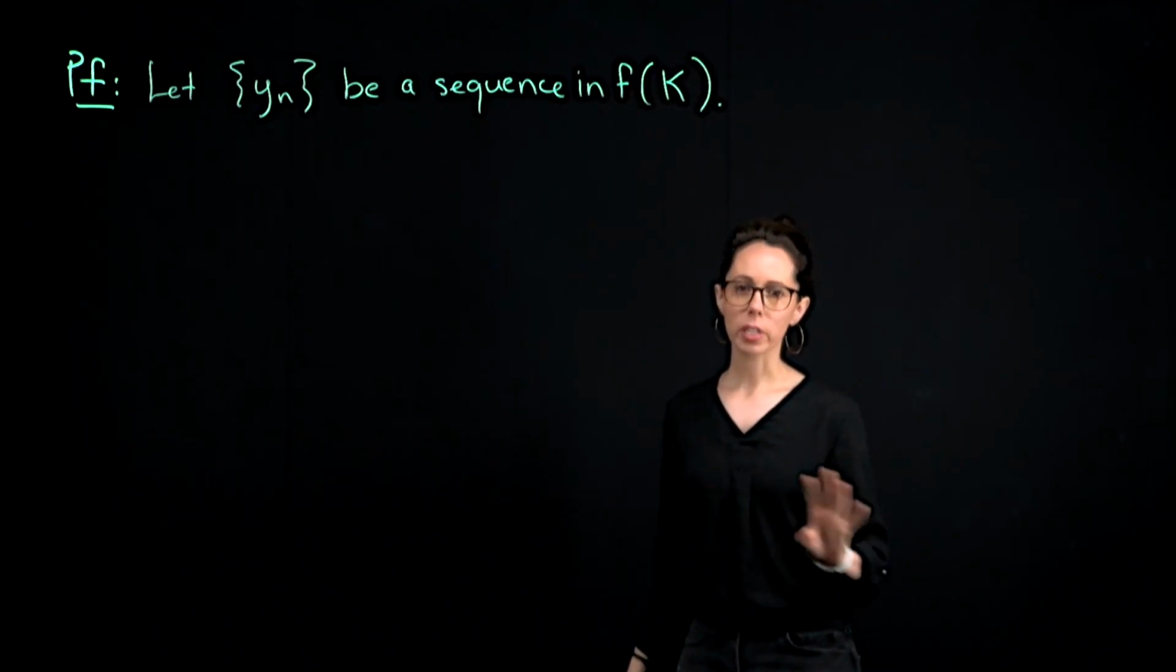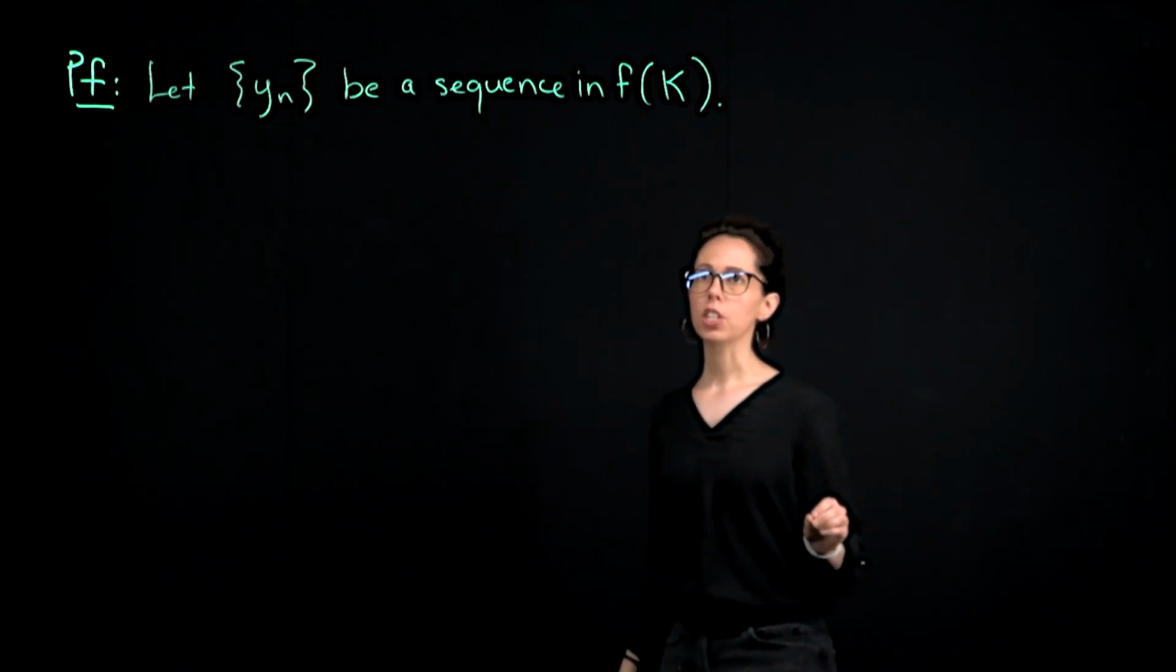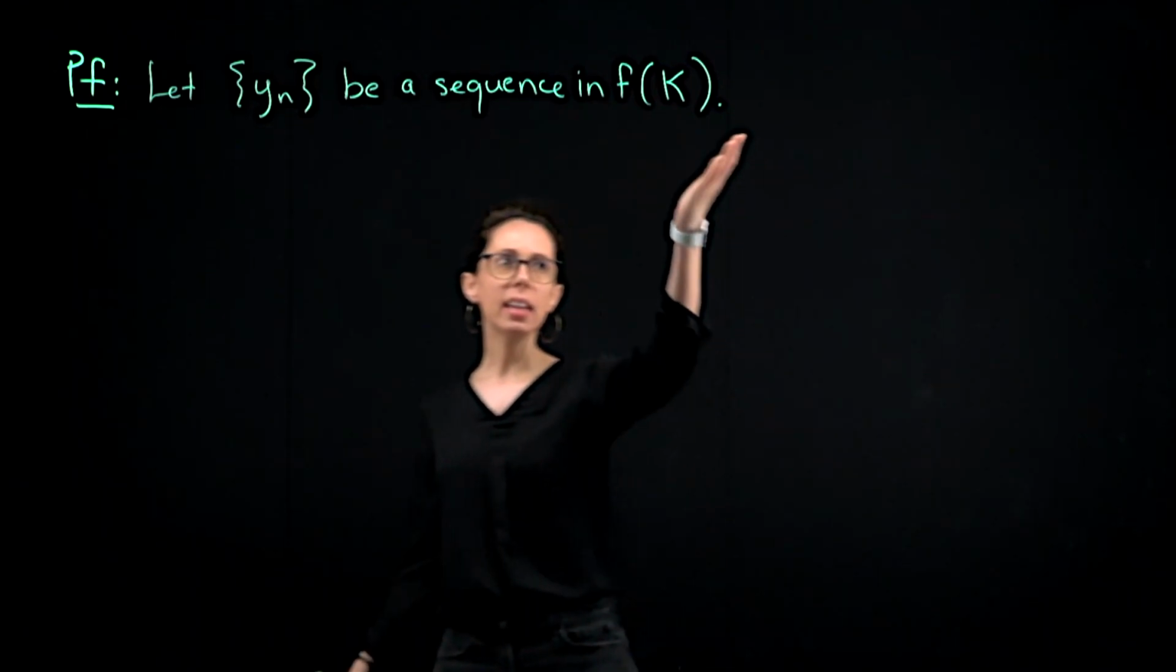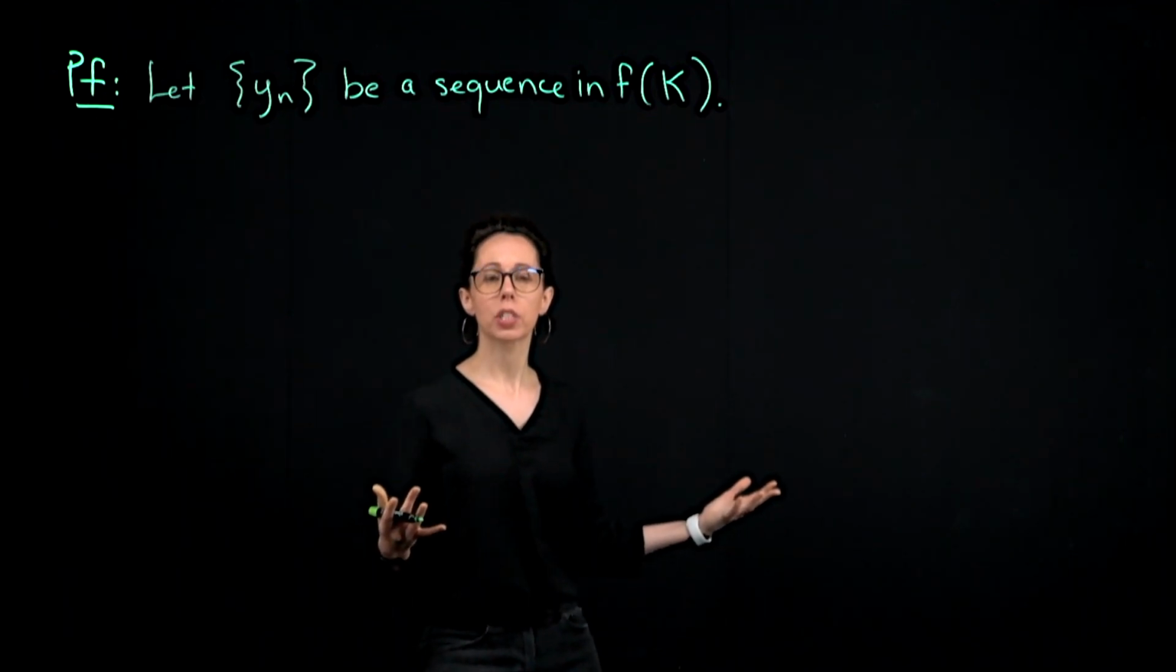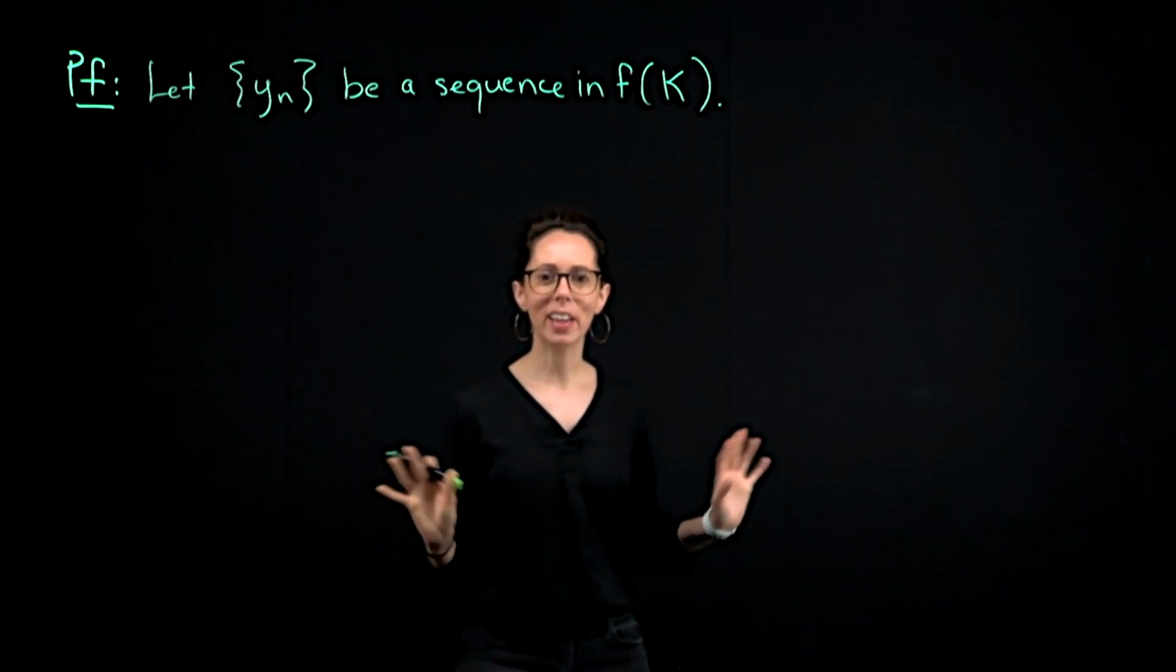I don't want to be more specific than that, because the definition of sequential compactness says any sequence in f of k yields a subsequence which converges in f of k. So I want to be very vague here.